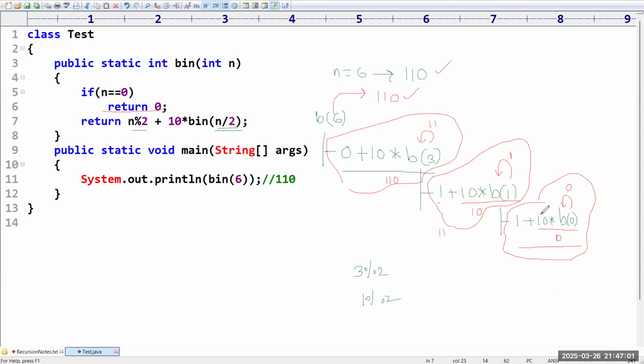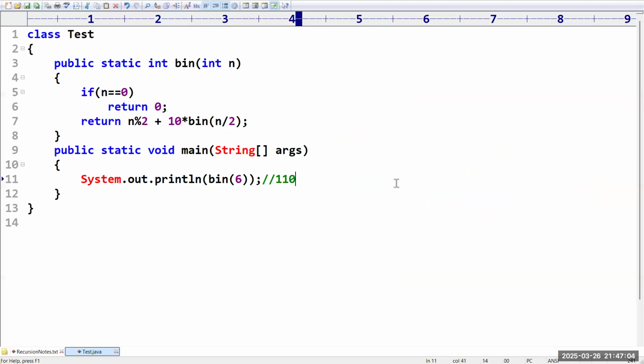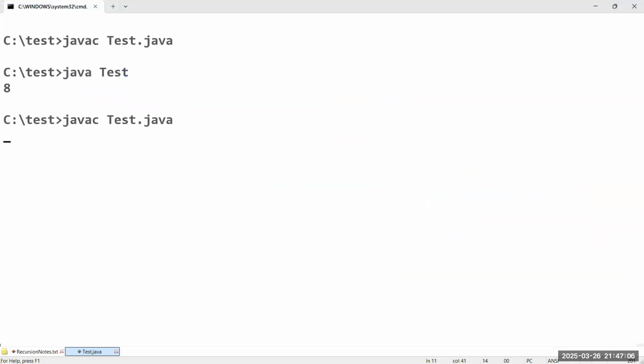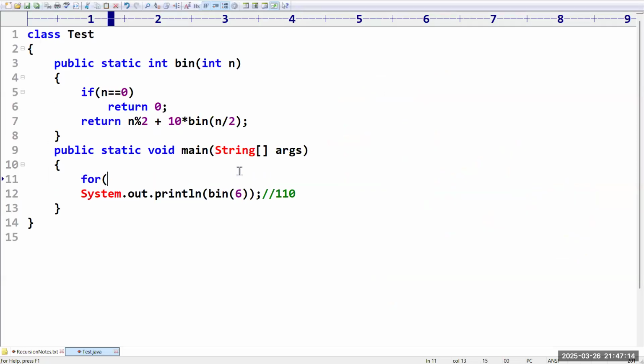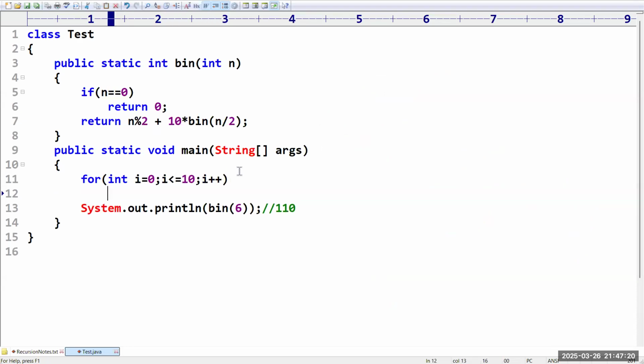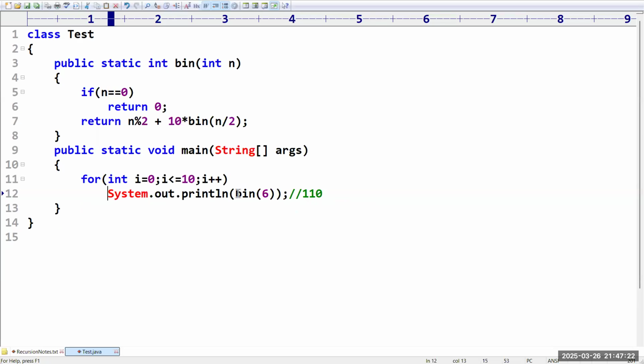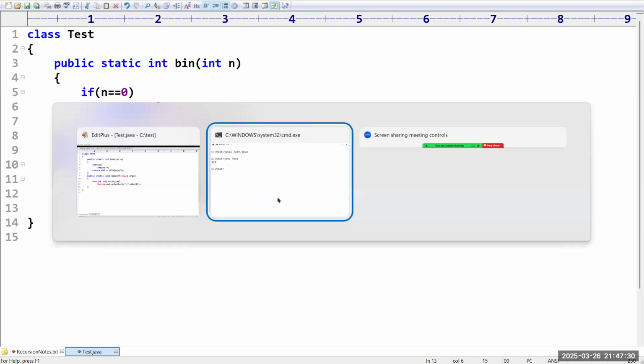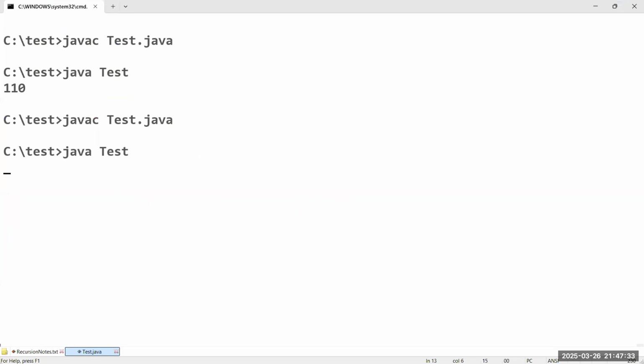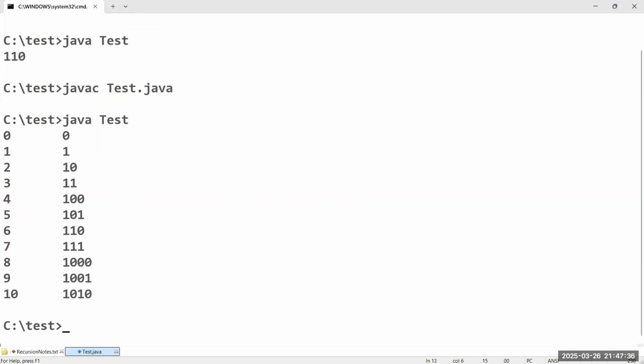Now let me check really is it working or not. Now have a look once. 110. Sir, can you please print for all numbers? For integer i is equal to 0, i less than or equal to 10, i plus plus. So I will print the number i followed by some tab space and a binary of i, so that we can see the list of binary numbers from 0 to 10. Check, friends, is it correct? Yes, sir.